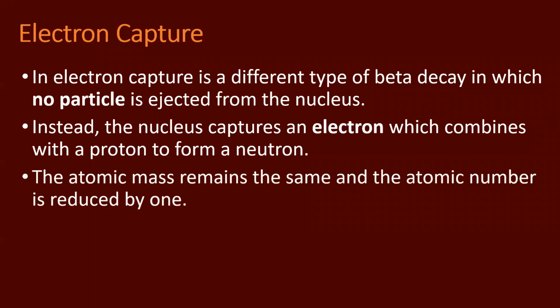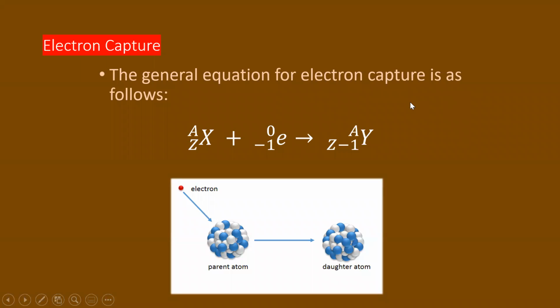Atomic mass remains the same in this case, but atomic number goes down because we've lost that proton. That proton has now been changed into a neutron. So when you capture an electron, your atomic mass stays the same, but your protons go down by 1. Let's look at the general equation for that.